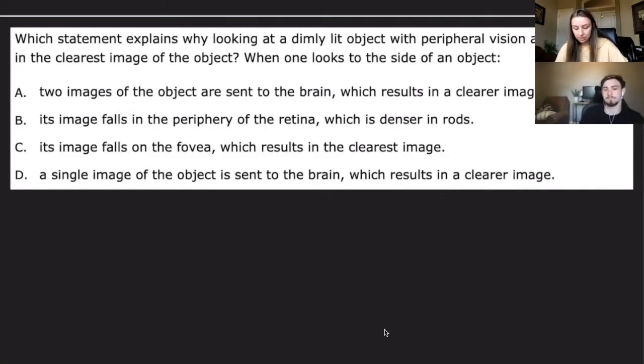D, a single image of the object is sent to the brain, which results in a clearer image. We kind of already talked about this. You always get two images unless you close one eye. So that has to do with depth perception. That's not really, again, anything about light. So B, final answer. And because I made this PowerPoint, I know that B is the correct answer.